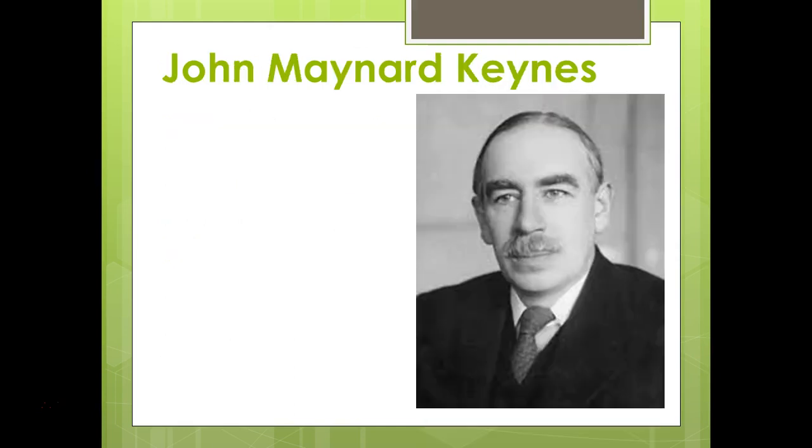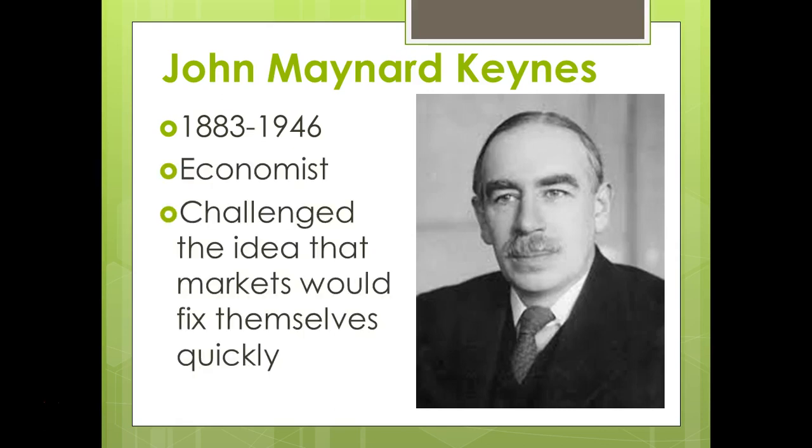And in the 1930s, there was another economist who was gaining a lot of respect for some of his ideas, and that was John Maynard Keynes. He lived from 1883 to 1946, and so he was most active in the early 1900s. But by 1930, he was an advisor to the leaders of the British government. He was British, and also advising the American politicians also. So he was an economist, and he challenged the idea that markets would fix themselves quickly. And one piece of evidence for this was what was happening in the Great Depression around the world.